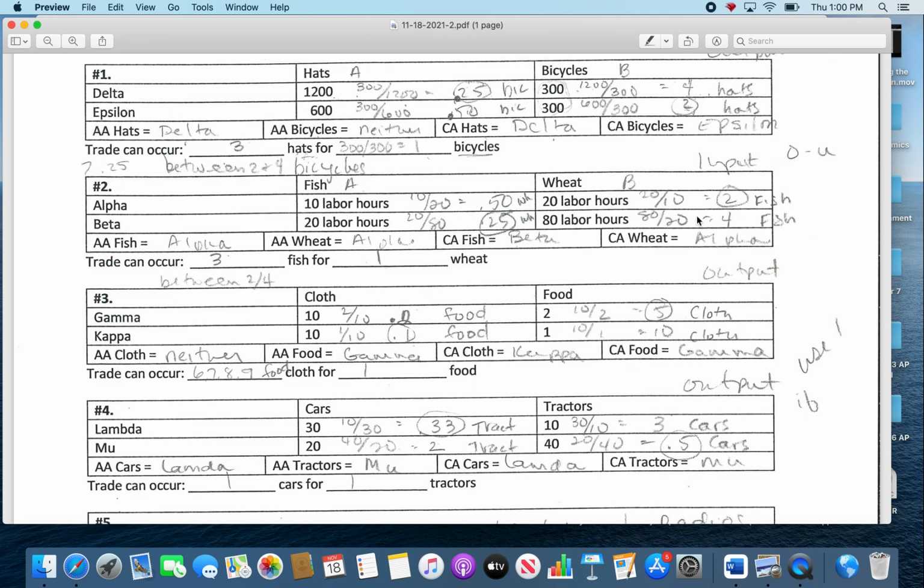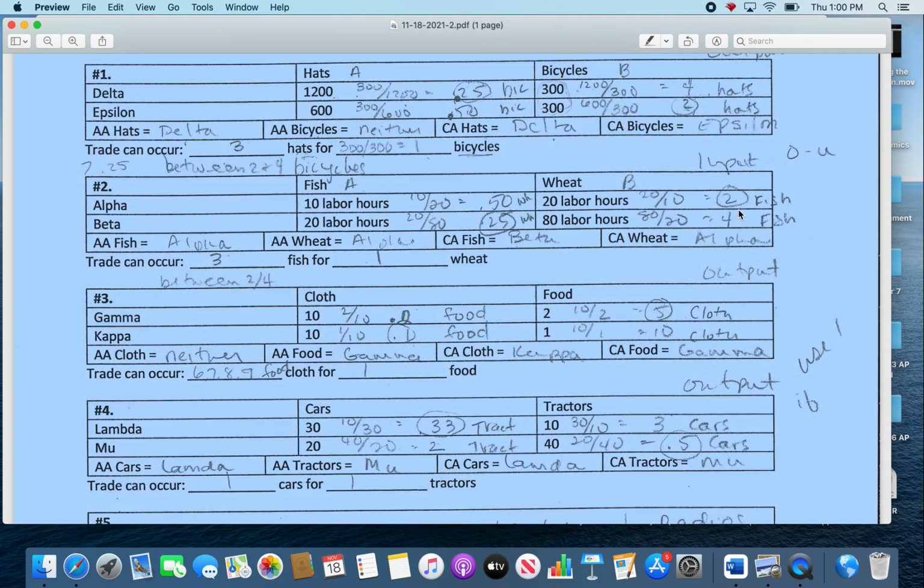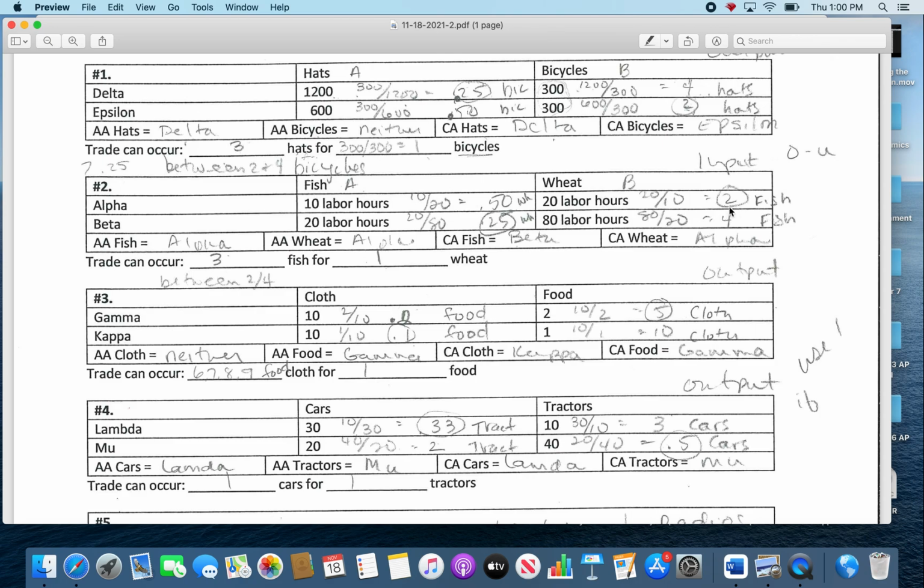And once again, our terms of trade have to fall between these two numbers, and since these are both under 1, we're going to go with 1 because you can't have 0.25 of a fish, or you can't catch 0.5 of a fish. You're going to catch a fish. So trade will occur, and we have fish over here. 3 fish falls between 2 and 4. So 3, and since these are less than 1, we're going to go ahead and go with 1 here.